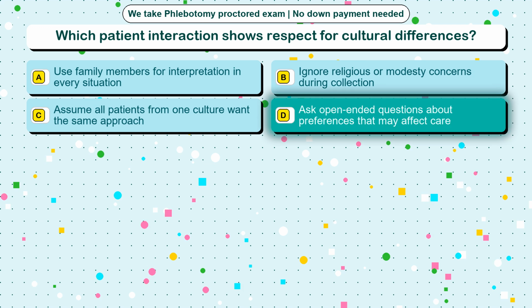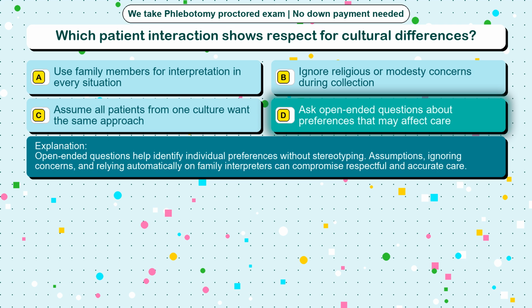The correct answer is option D, ask open-ended questions about preferences that may affect care. Open-ended questions help identify individual preferences without stereotyping. Assumptions, ignoring concerns, and relying automatically on family interpreters can compromise respectful and accurate care.